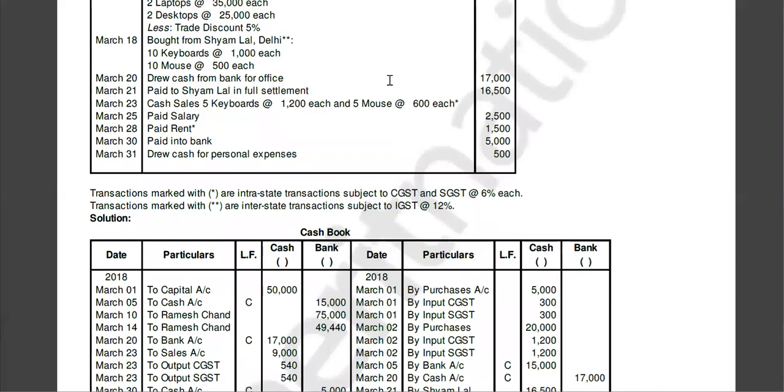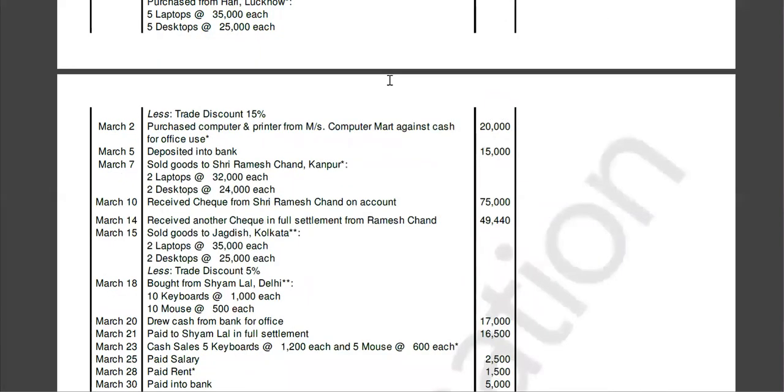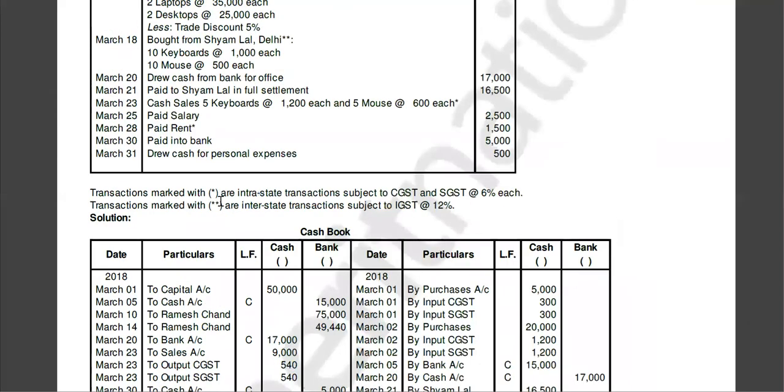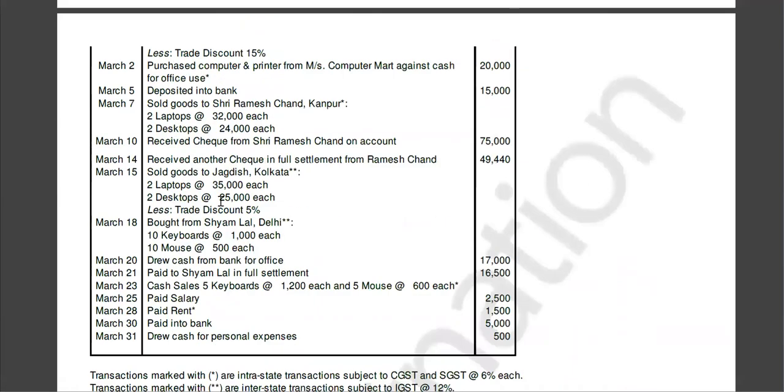So see here, one star is there, no? Purchase computer and printers marked against cash for office use. So one star, because there is no other place here. So it goes directly to CGST, SGST. So CGST, SGST calculation will start. This character is March 2, isn't it? See the March 2 character.